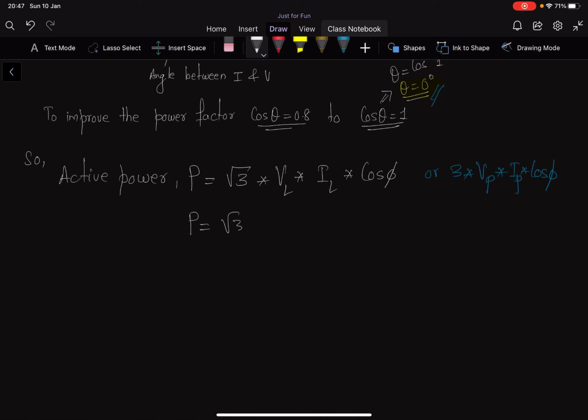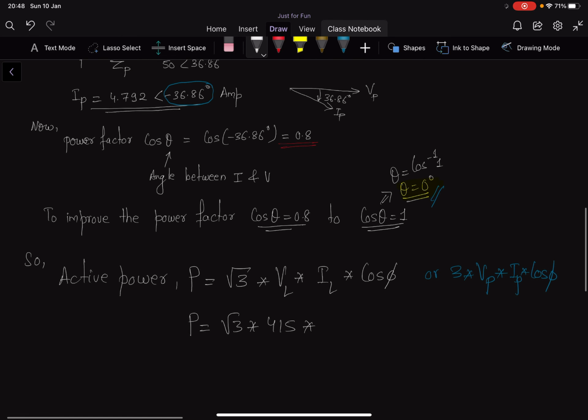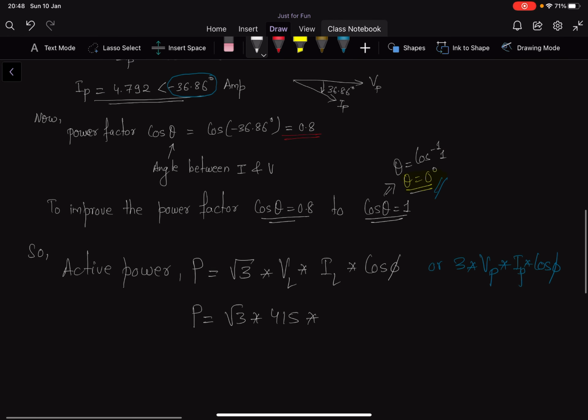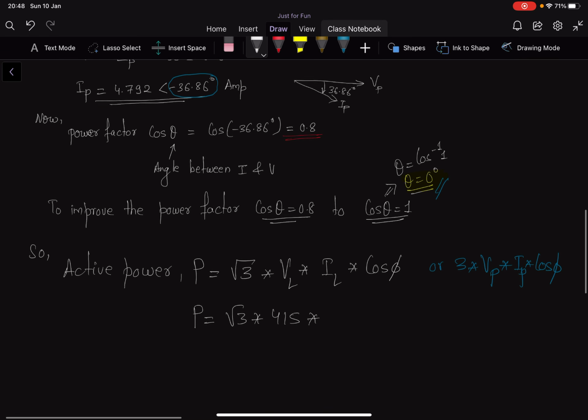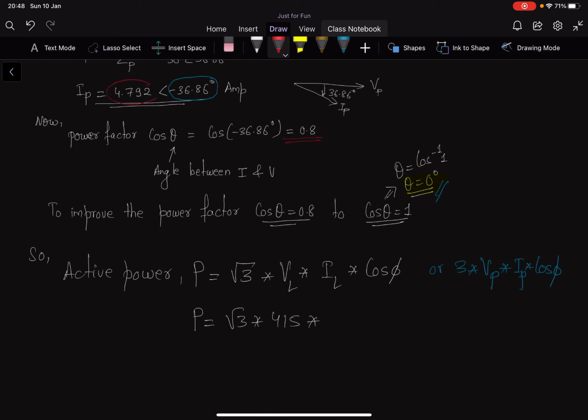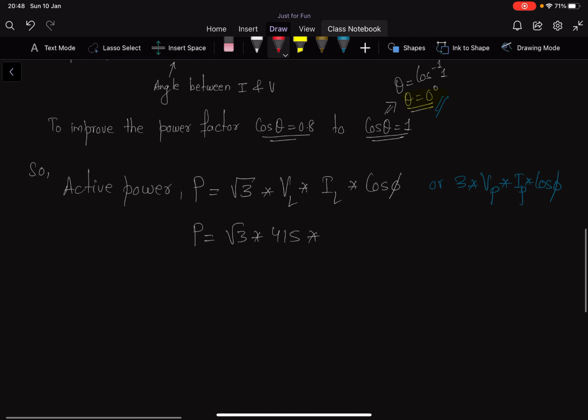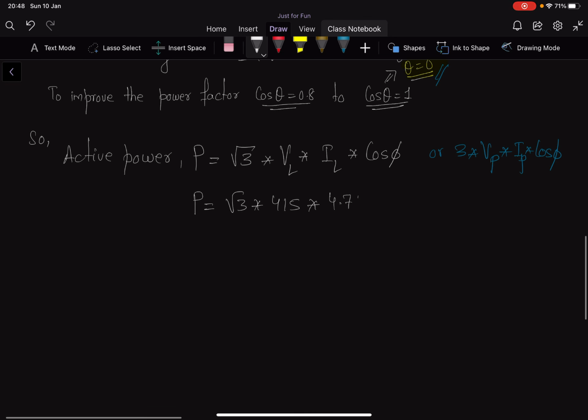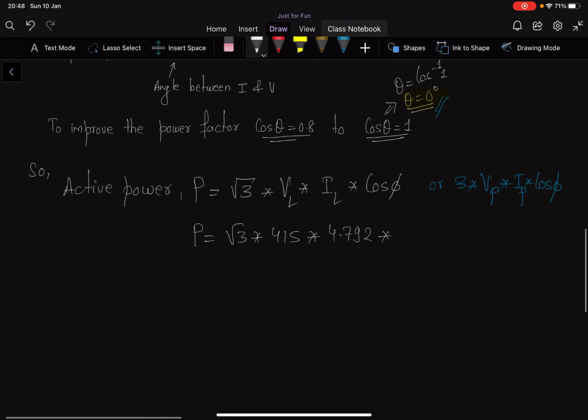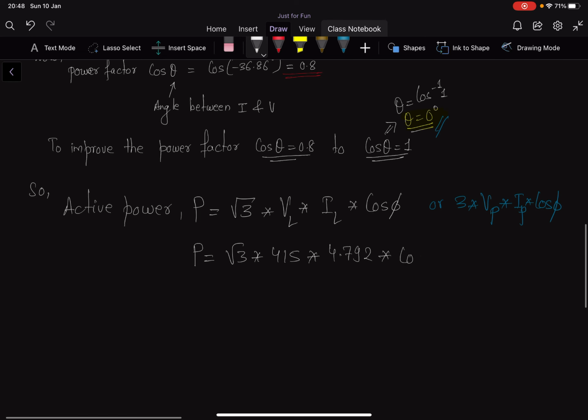So root 3, and the value of line voltage is 415, times our line current, which is a phase current. Now when you're using this, you don't need to take the angle, just the magnitude of the current, which is 4.792, because you're using the angle with cos. Just take the magnitude of the current times the power factor, whatever power factor you have calculated, or let's use minus 36.86 degrees.